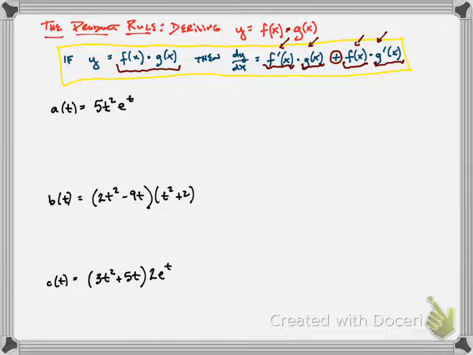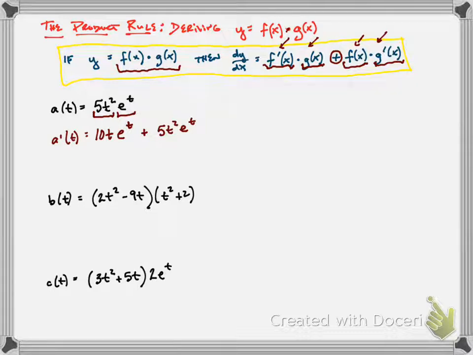A of t is 5t squared times e to the t. You first have to recognize what f of x is and what g of x is. So there's f and there's g. This is two separate functions, f times g. If I want a prime, or the derivative, I'll derive the first, so 10t multiplied by just the second, e to the t, and then I'll add to that the first, 5t squared, times the derivative of the second, e to the t. We know that the derivative of e to the t is e to the t.